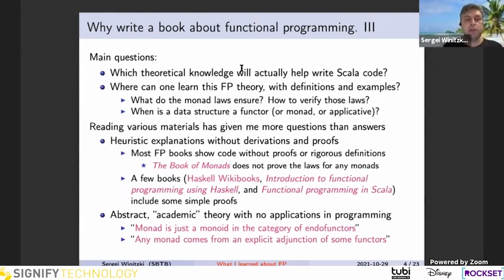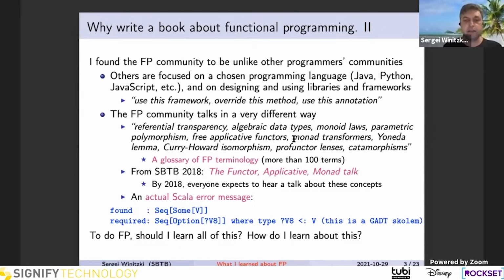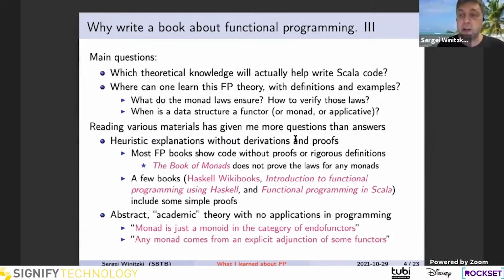My main questions were, which is the theoretical knowledge? Because this looks obviously like some math, some knowledge of mathematics or something like this. So which of this knowledge actually will help me write Scala code? Now, it's not like I cannot learn a lot of new things, but do I have to? I have my life, not so much time. I don't want to spend time learning about something that will not help me. And where can I learn it? What are the books or tutorials or something? Where can I find the material that will allow me to learn this?